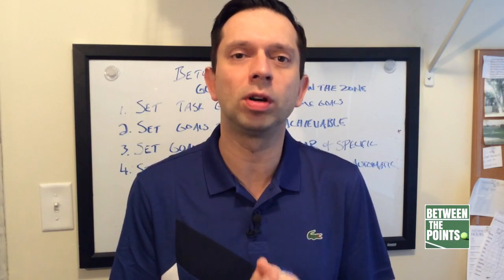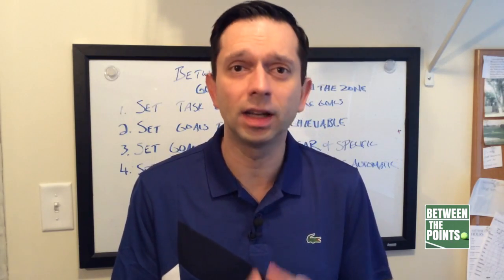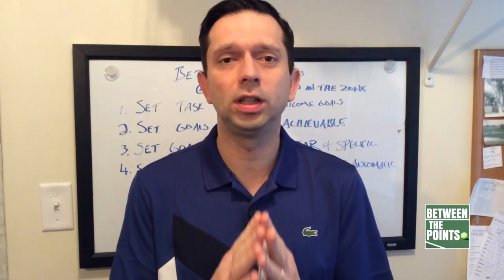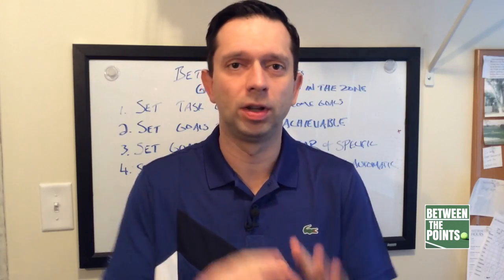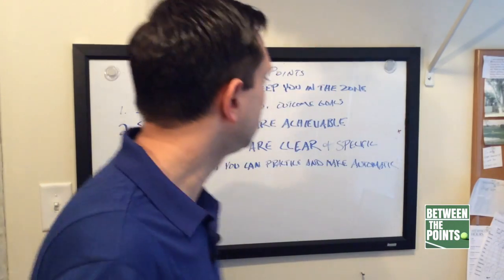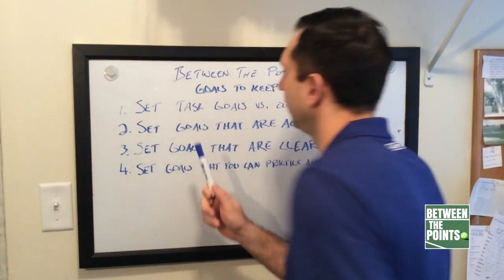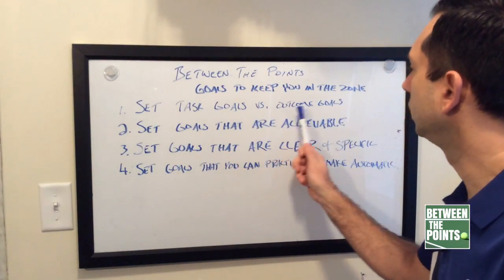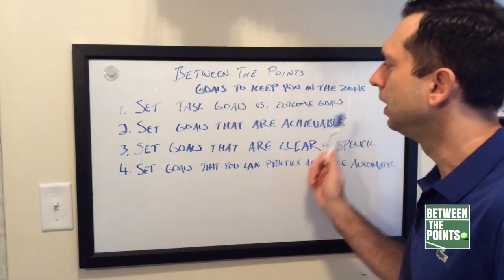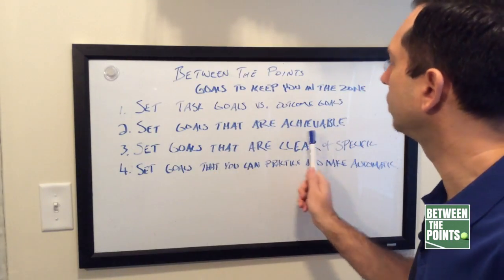That is very important, everybody, because it allows you to really focus on the little things and then just clear your head of whether you're going to win or not. So step number 1 to setting goals to help you keep in the zone is set a task goal versus an outcome goal. Okay. Now, number 2 is set goals that are achievable.